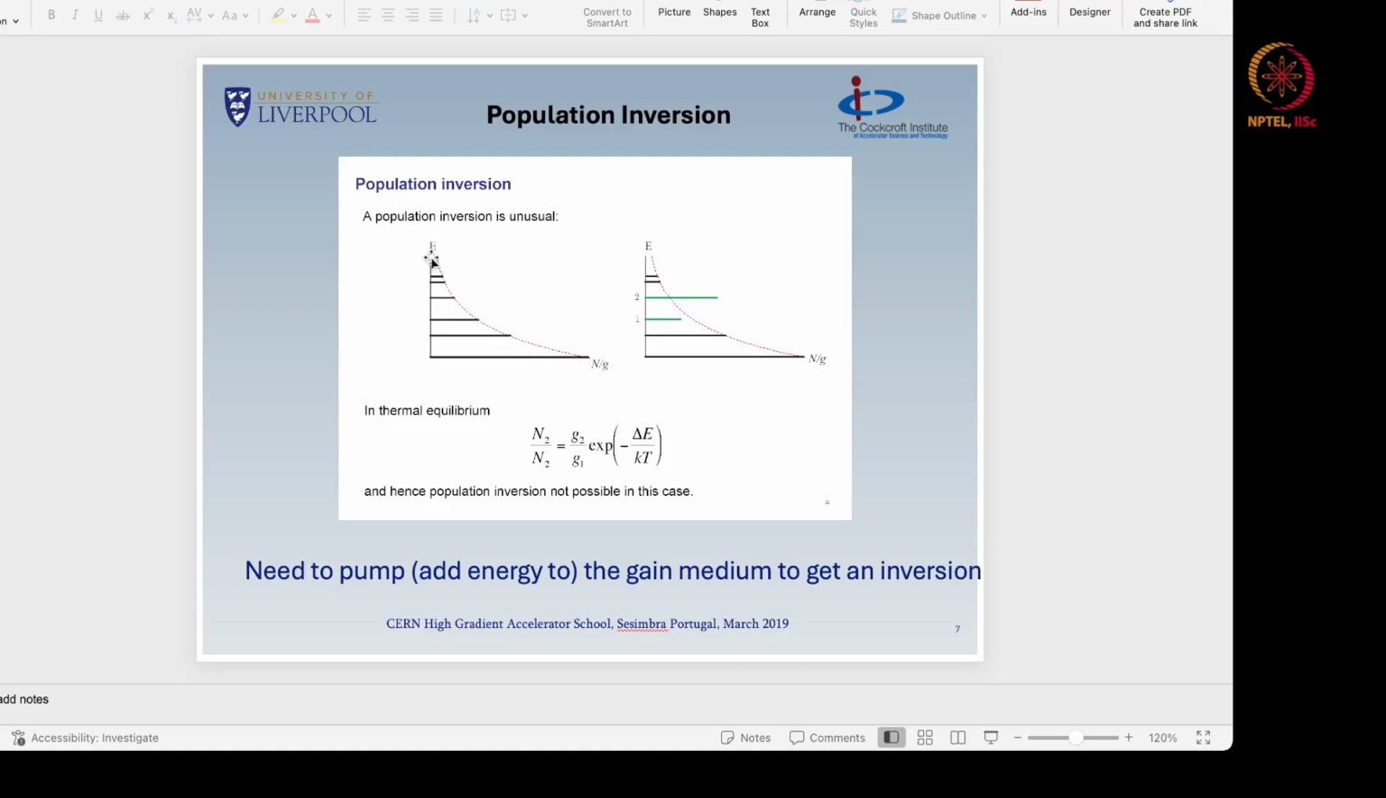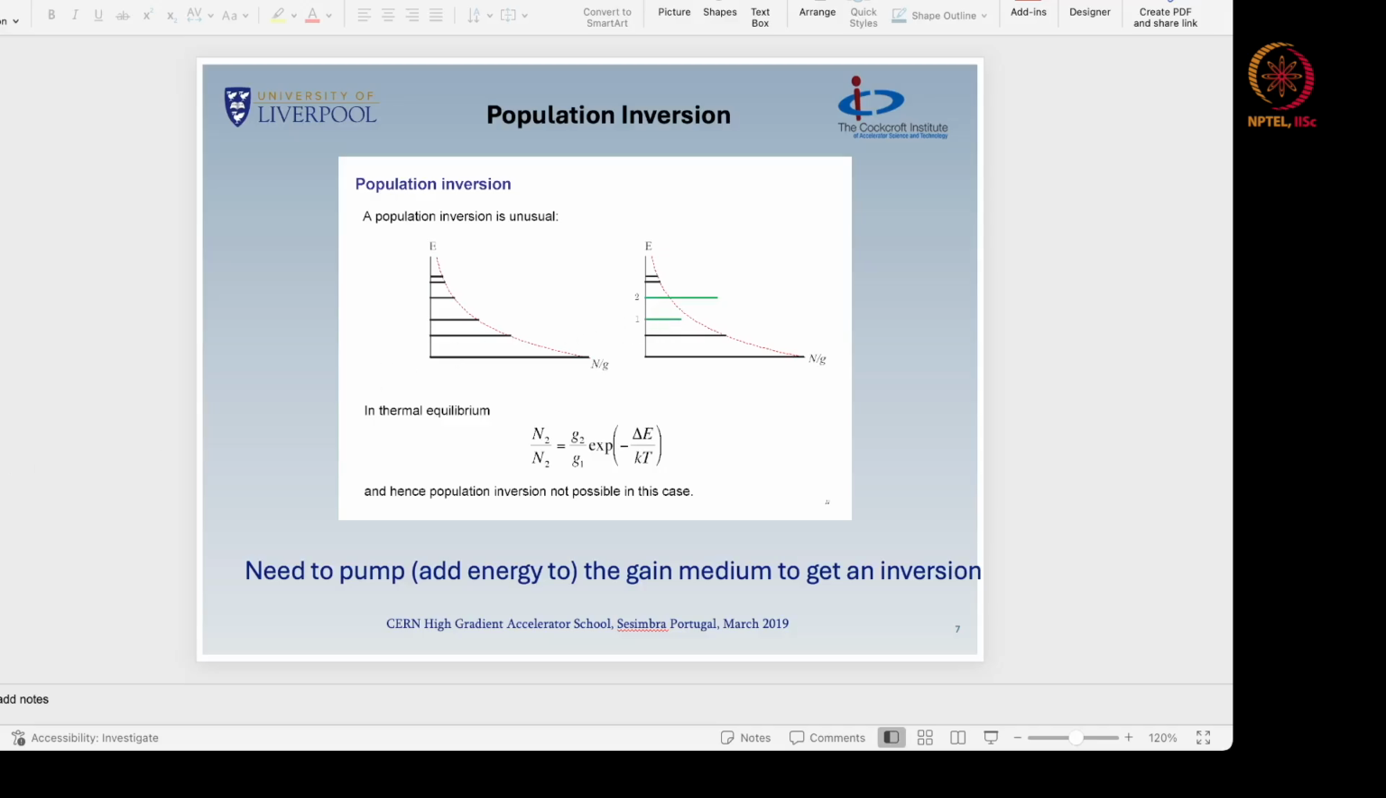In thermal equilibrium, this is what will happen. But what you want is to create an inversion state. That means you want to pre-populate a particular state, so that the number of electrons in that state is more than in the corresponding ground state. Then if you have the correct photon impinging on this system, the chances of stimulated emission will be much more than stimulated absorption, or absorption in general.